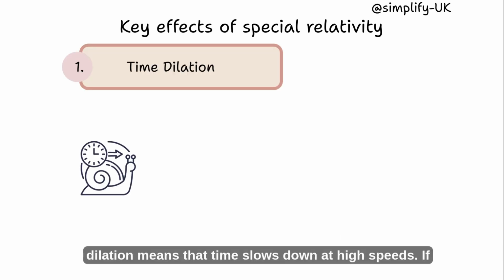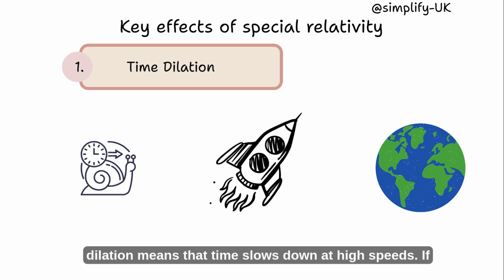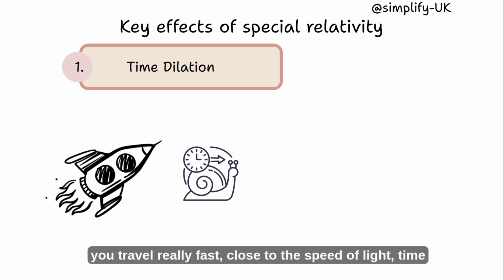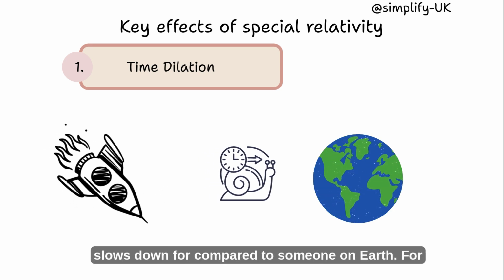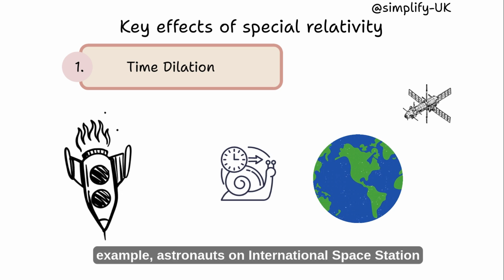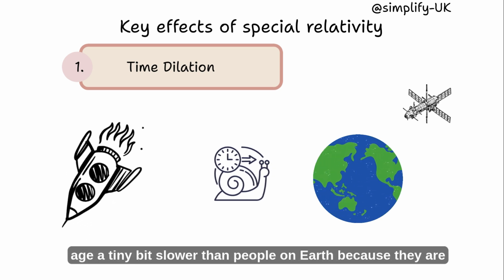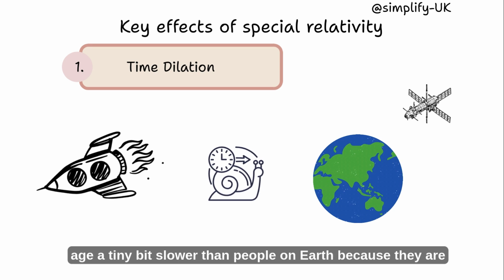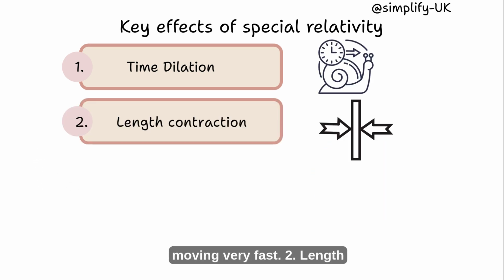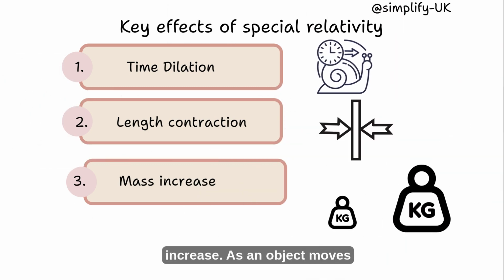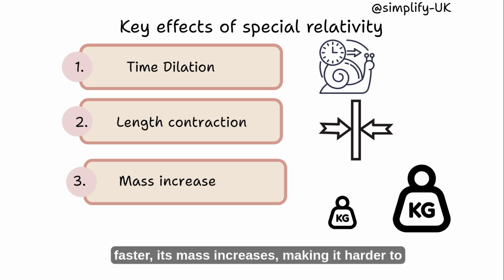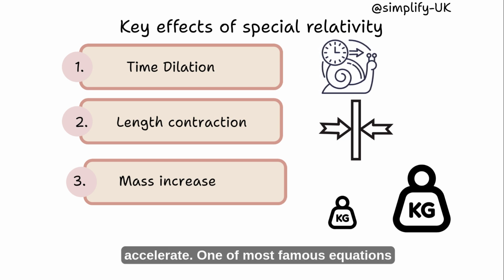1. Time dilation means that time slows down at high speeds. If you travel really fast, close to the speed of light, time slows down for you compared to someone on Earth. For example, astronauts on the International Space Station age a tiny bit slower than people on Earth because they are moving very fast. 2. Length contraction. Objects moving at high speed shrink in length. 3. Mass increase. As an object moves faster, its mass increases, making it harder to accelerate.